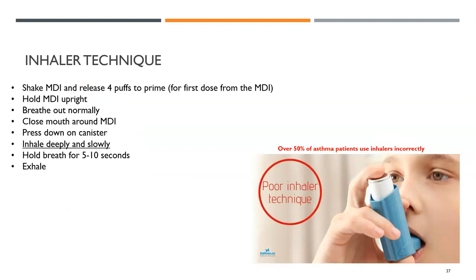Okay, inhaler technique. Shake that MDI and release 4 puffs to prime. That's on the very first time. So shake, shake, shake, shake, shake, 4 puffs of it. That's priming it. Hold it upright. Breathe out normally. Close the mouth around that MDI. See how that child has their mouth open? Close the mouth. Press down on the canister. Inhale deeply and slowly. That's important. They need to inhale deeply and slowly and hold that breath for about 5 to 10 seconds and then exhale.